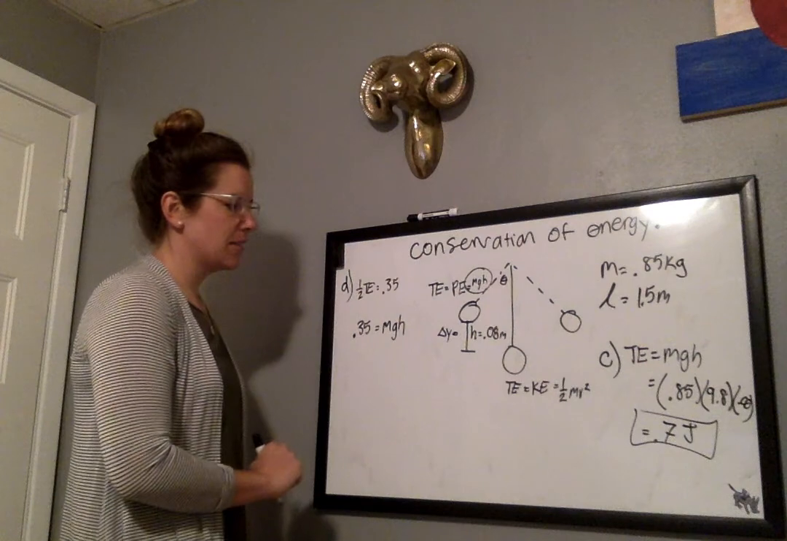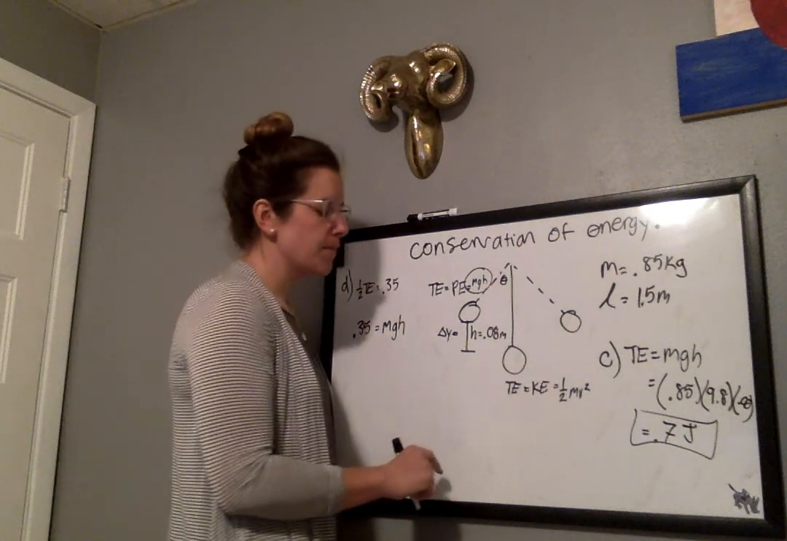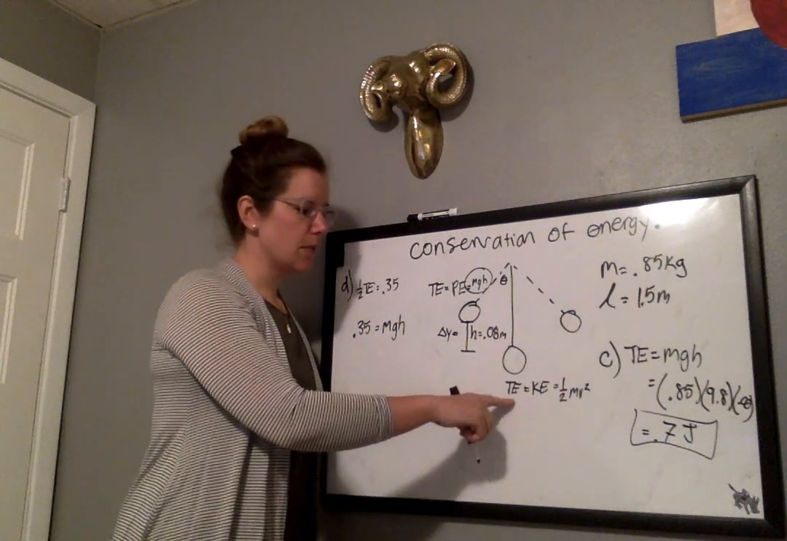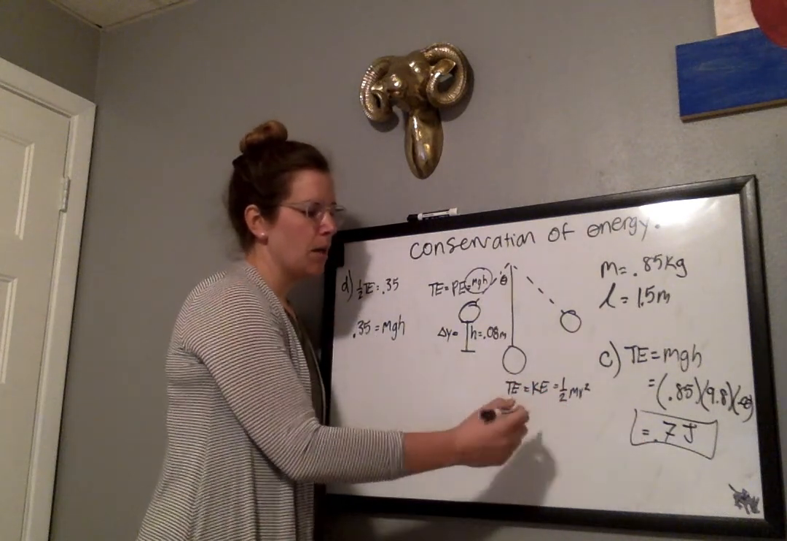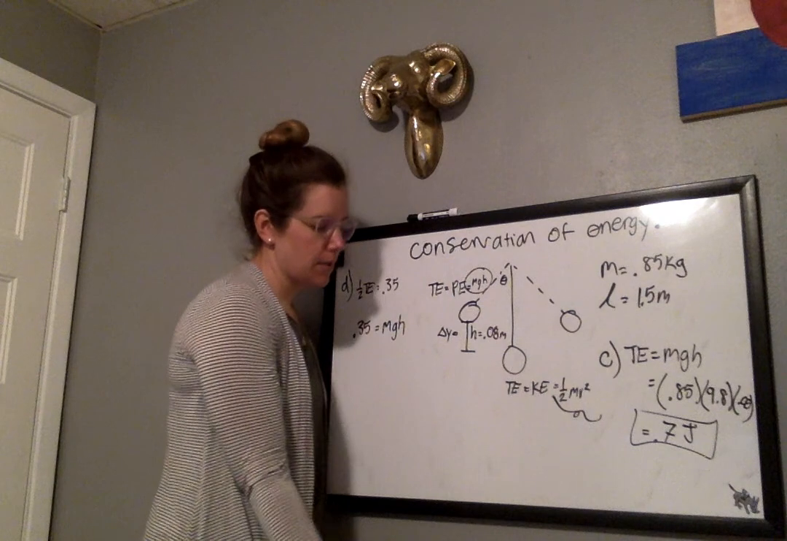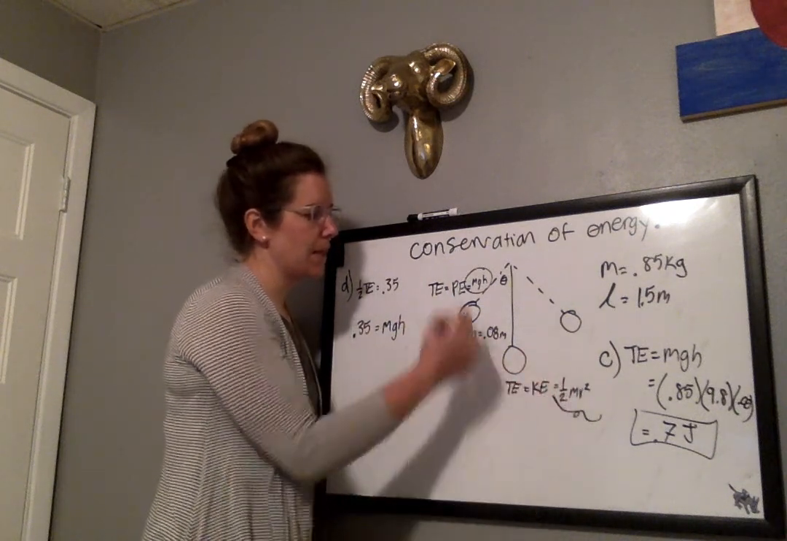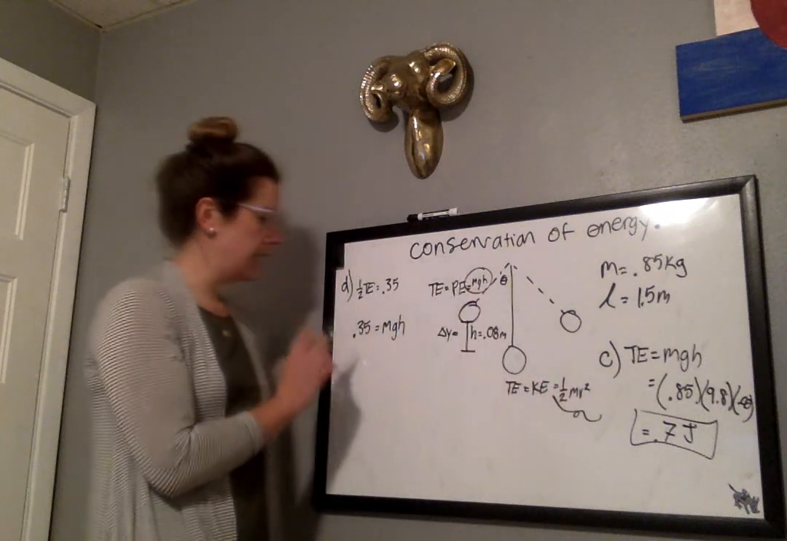I need to find that height. Maybe you're thinking that you should use this: oh, when kinetic energy is 0.35, which is half of this number. But would this equation have given you the height? The answer is no, you only have velocity and mass. You need to use potential energy because it has height. Cool.